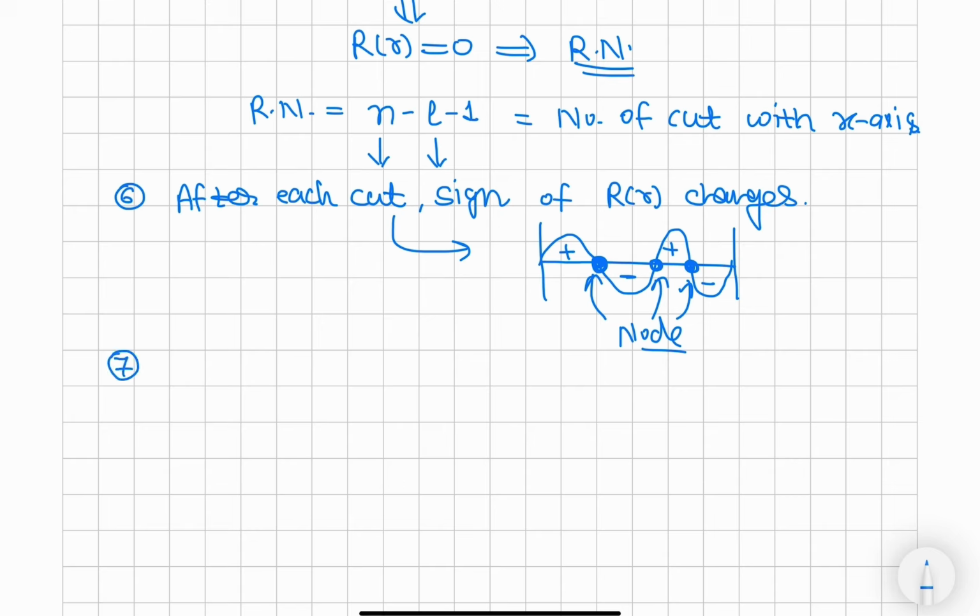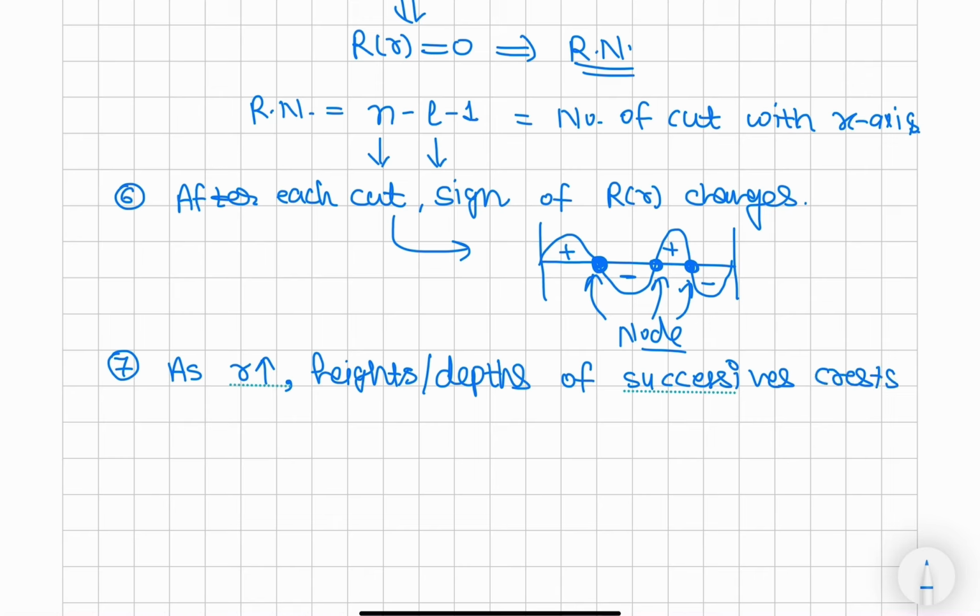Point number 7: as the value of r increases, the heights or depths of successive crests or troughs decrease. As the value of r increases, we will see a decrease in the height or depth of crests or troughs.